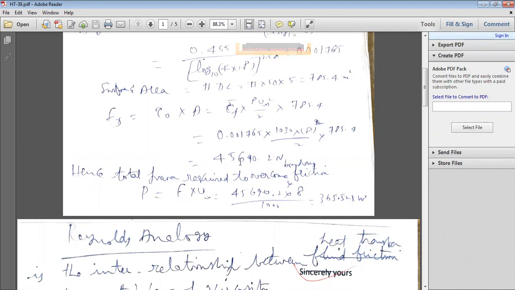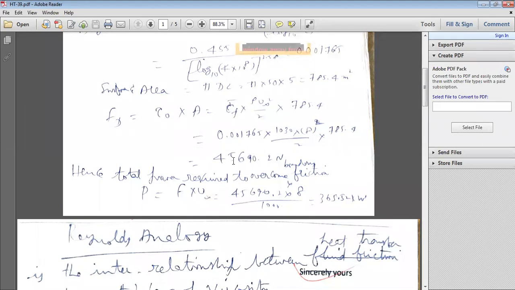Drag force is equal to 45,690.2 newtons. This much drag force is acting whenever the submarine is moving in the seawater. If you want the submarine to move in the forward direction, this much force is acting in the opposite direction, drag.